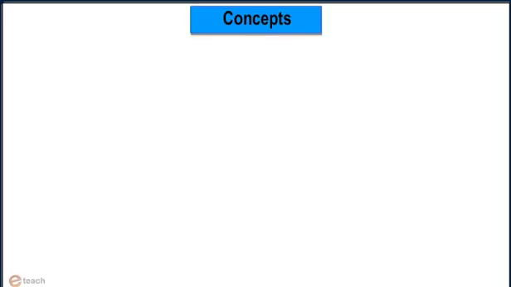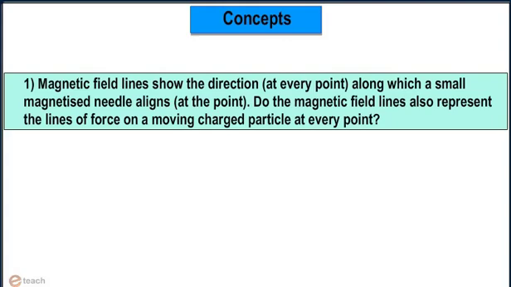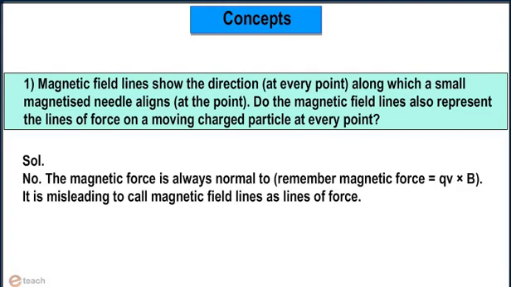Concepts. Question 1. Magnetic field lines show the direction at every point along which a small magnetized needle aligns. Do the magnetic field lines also represent the lines of force on a moving charged particle at every point? Solution. No. The magnetic force is always normal. Remember, magnetic force is Q V cross B. It is misleading to call magnetic field lines as lines of force.